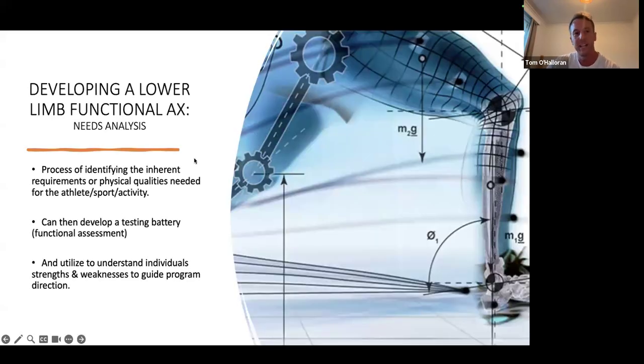And so what I'll talk through is just developing my lower limb functional assessment. It starts with a needs analysis. A needs analysis is the process of identifying the requirements of the physical qualities needed for that athlete or that sport or that activity. Based on that, we can then develop the testing battery, which becomes my functional assessment. I can use that to determine the strengths and weaknesses of someone, which will guide my program. So basically, I'll talk through that step-by-step process and how I get towards what tests I'll use.